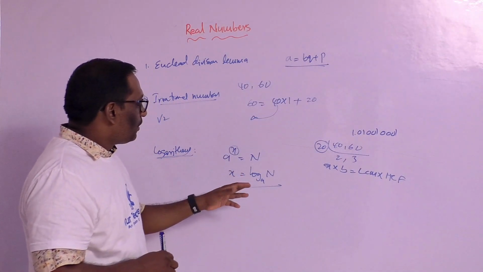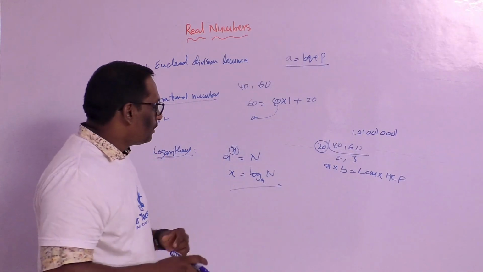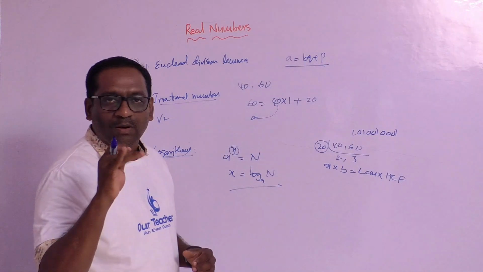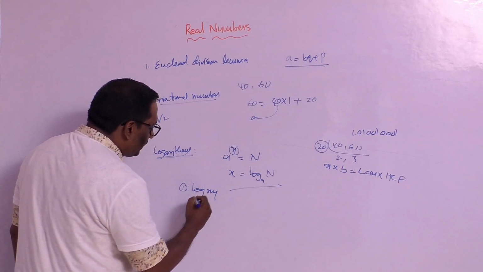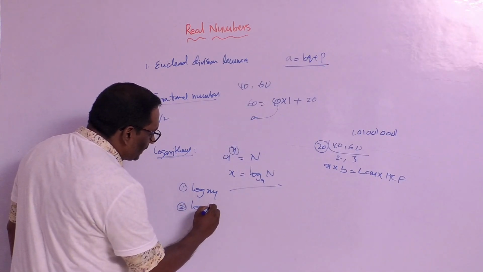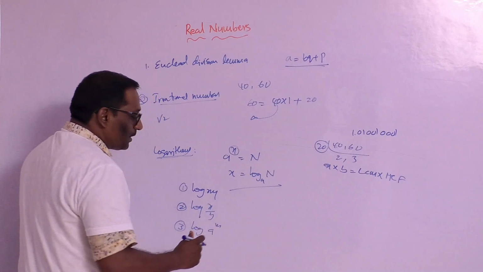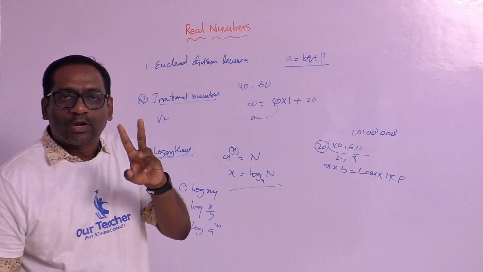Now here, for the base, if nothing is given, we will consider it as base 10. Now in logarithms, three main important formulas are there. The first one is log xy, the second one is log x by y, and the third one is log a power m. Before going to discuss these three, two main important notes are there.